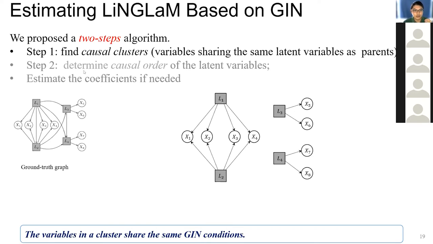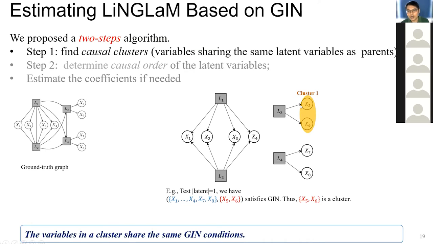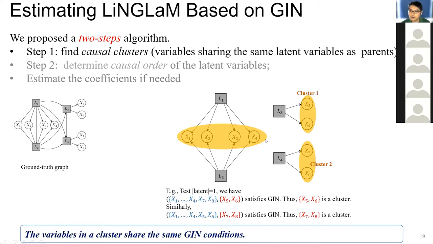Following, we will show how to find the causal clusters with the help of this running example. Intuitively, the variables from the same cluster, for example X1, X5, and X6, should share the same GIN condition because they are equivalent in the graph. If we find X5 and X6 satisfy this GIN condition, then X5 and X6 are in a cluster. Similarly, if X7 and X8 satisfy this GIN condition, then X7 and X8 form a cluster. And lastly, we put all the other variables into one cluster.